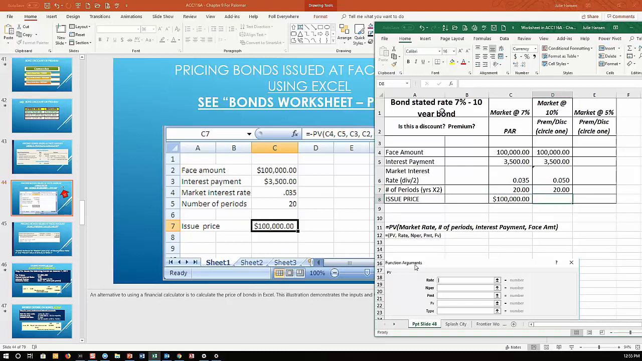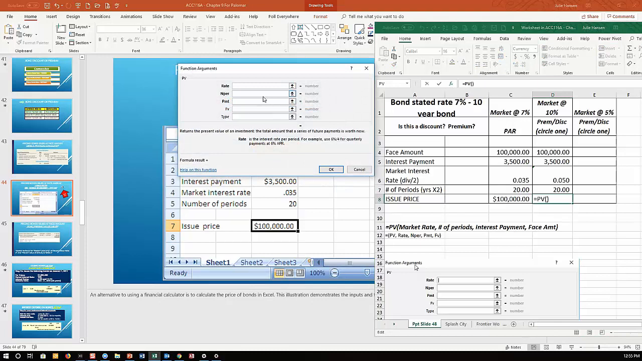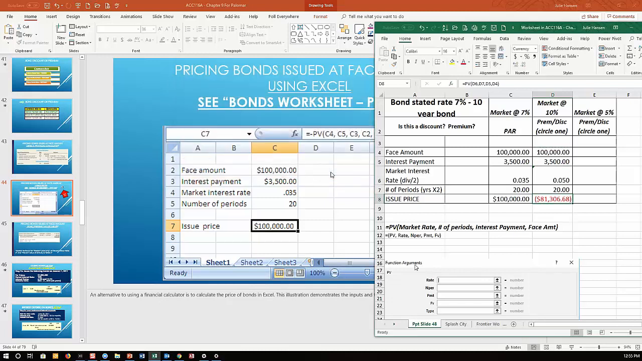But now what's the issue price? So here again, I'm going to use my PV function, and I'm going to put in the rate, which in this case is the 0.50. How many periods? 20 periods. What are my payments? They're still $3,500. How much is going to be due at the end? Still that $100,000. If I click OK, look what happens.